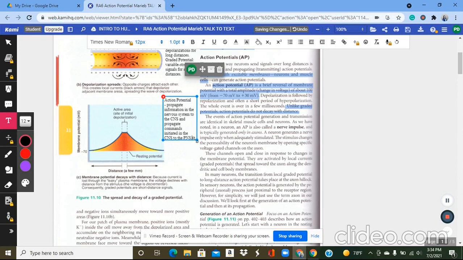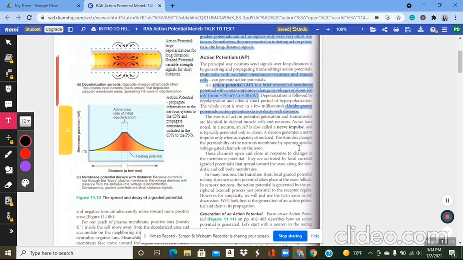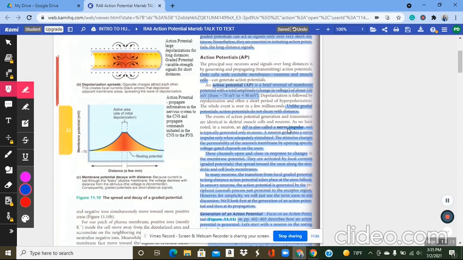Okay, so now that we have that in the annotation right here, I guess we can move on to the next. So the events of action potential generation and transmission are identical in skeletal muscles and neurons. As we have noted in the neuron, an AP is also called a nerve impulse.